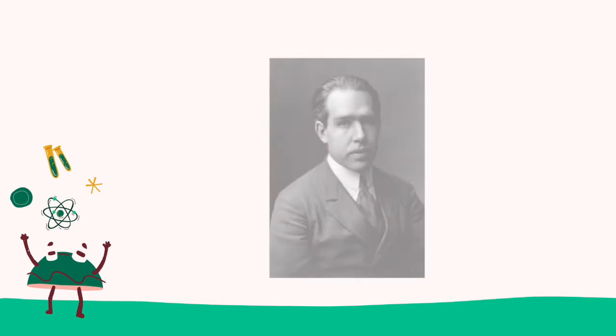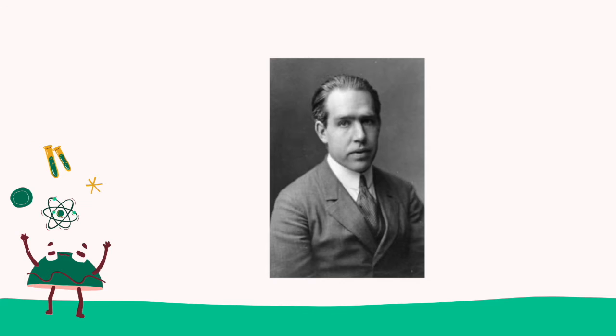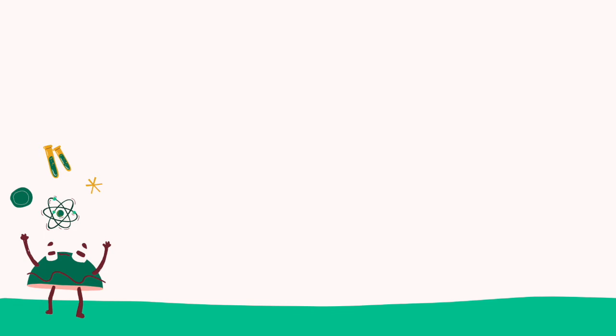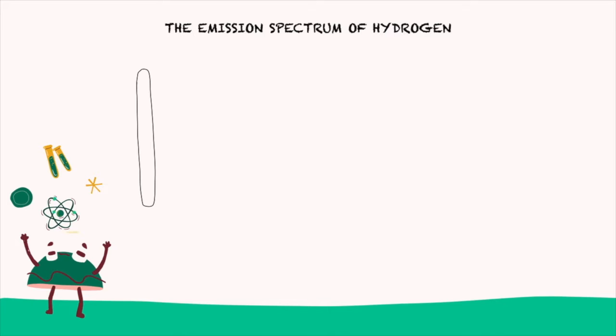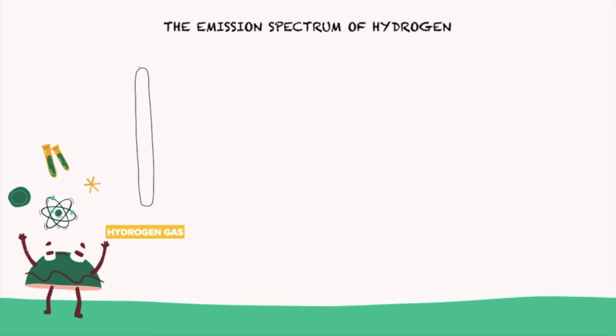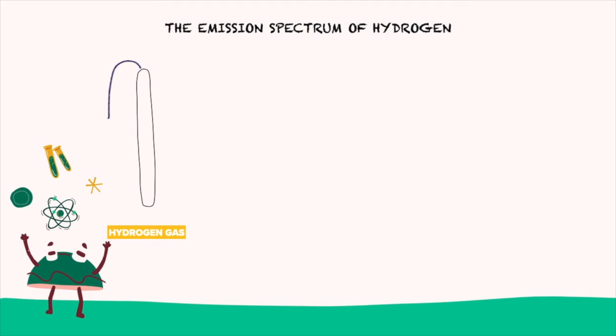In 1913, Niels Bohr tried to solve this problem using an emission spectrum of hydrogen. What is the emission spectrum? Here we have a hydrogen discharge tube, a slim tube containing hydrogen gas. If we energize hydrogen gas with high voltage, the tube lights up with a bright pink color.